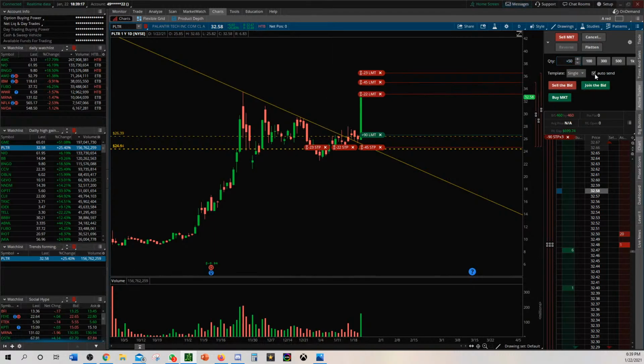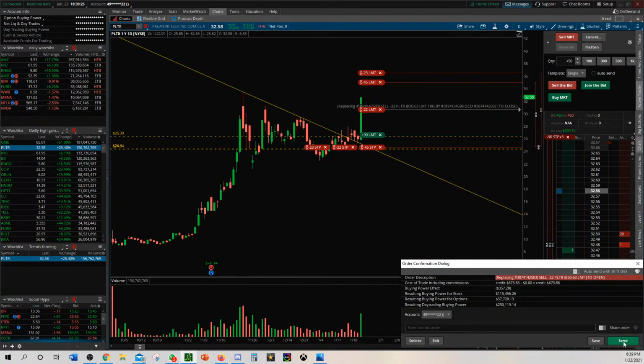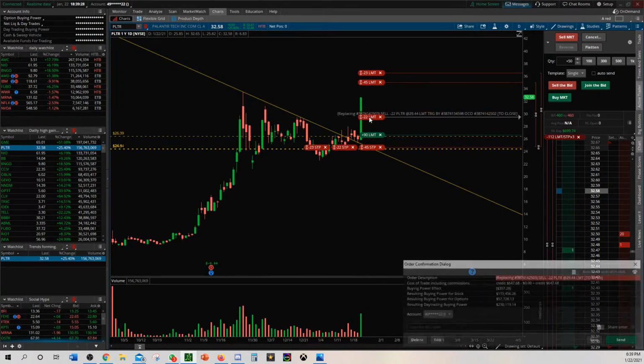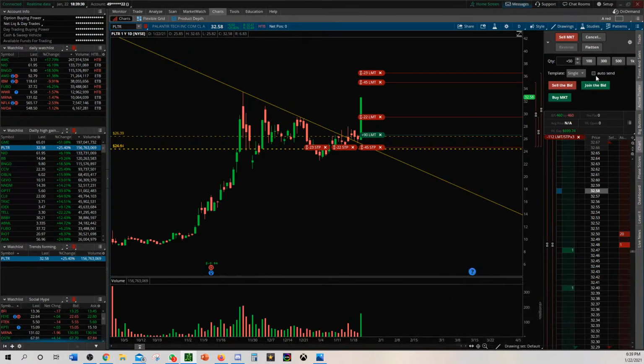However, you want to make sure your auto send is clicked on the active trader, because if the auto send is not clicked, if I move it, it will ask me for a confirmation, and then I have to click again. Every time I move it, it will ask me for confirmation. So you want to make sure your auto send is on, then it doesn't ask you for confirmation.